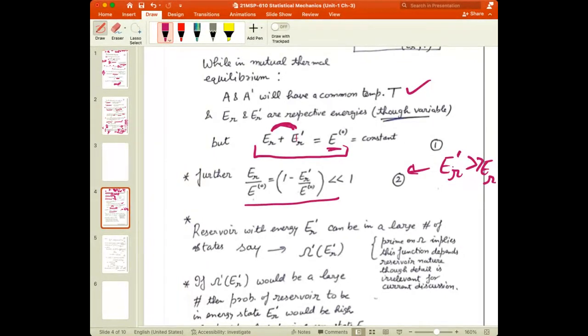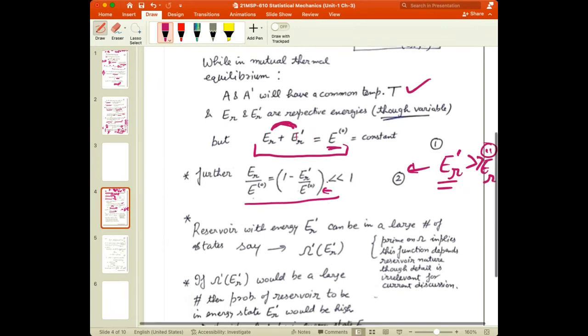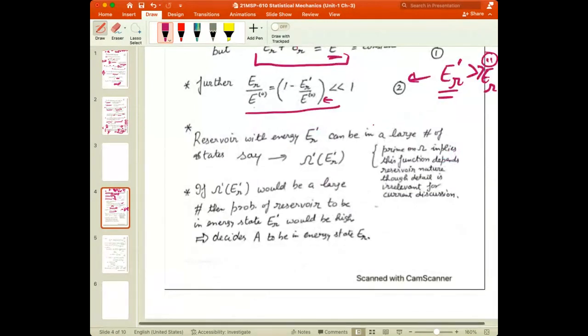So, as I already said, the energy possessed by the reservoir is very much higher than the energy possessed by the system, right? So it means E_r by E_0 is very small as compared to 1, and you can very easily follow this by putting the value of E_r from equation number 1. Now, as this E_r prime is very large as compared to E_r, there can be a large number of states in which my reservoir can be. Please mind it, I'm talking about the states accessible to the reservoir, not the system. So that I'm representing by this symbol omega prime of E_r prime.